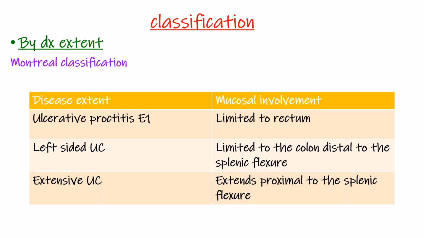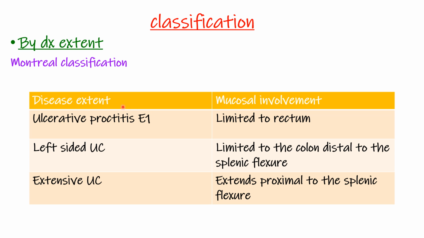So in terms of classification, before we start, I hope you know what ulcerative colitis is. Ulcerative colitis is part of the umbrella of inflammatory bowel disease, which is a chronic inflammatory bowel disease that involves the colon and the mucosa. Those two keywords, colon and mucosa, should be ringing a bell when you think about ulcerative colitis.